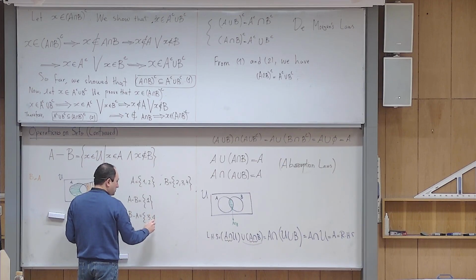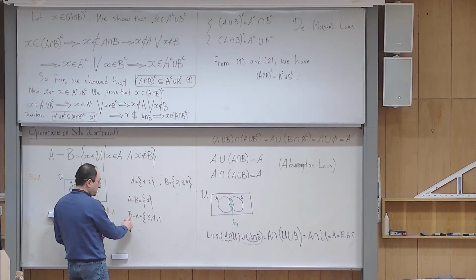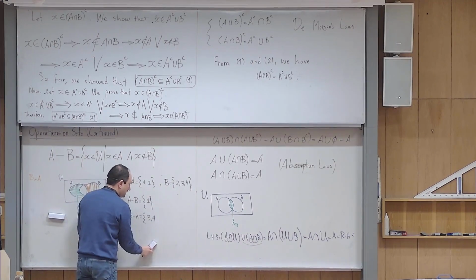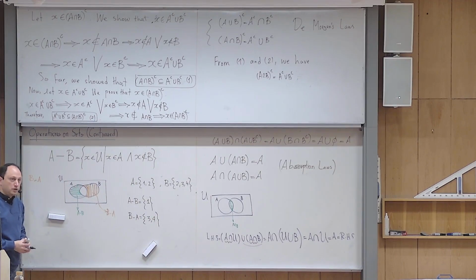But I have seen some students suddenly write 1 as well. But this is not correct, because when I see B minus A, I have to only care about the elements of B first. Okay, so don't write this anymore. So that's the answer. And again, you see that they are not equal. So we can say that this difference operation is not commutative. Okay?